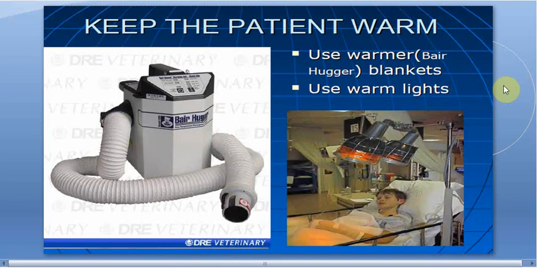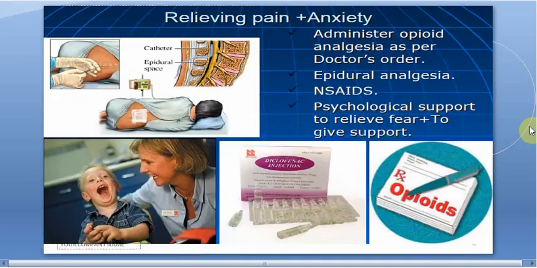Next one is, if the patient is having hypothermia, what you have to do is you can provide blankets, you can provide a warmer, or you can also use this Bair Hugger you can see. Okay, so this type of machine delivers warm air. Okay. That also can be used in the post-operative period.